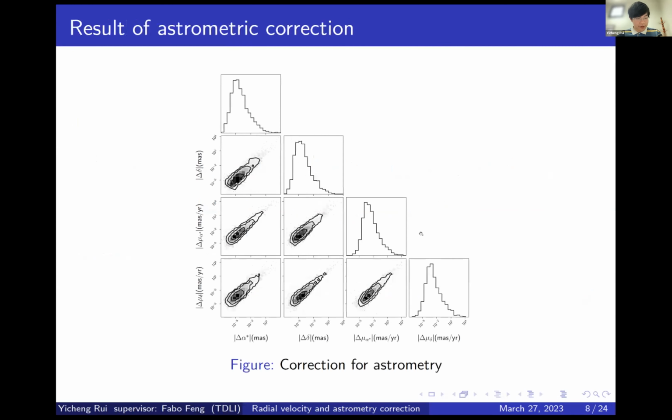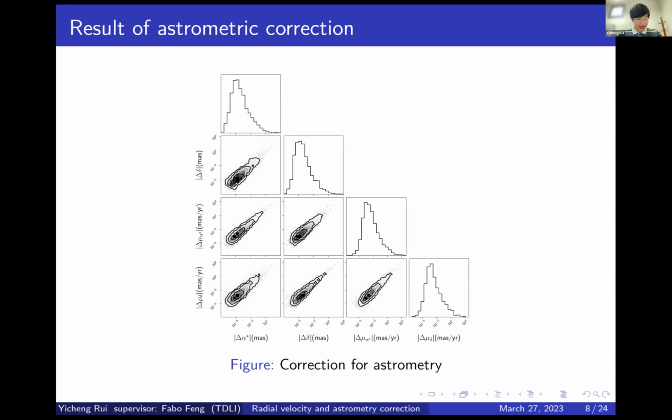So let's have a view of the results of this correction. The correction for the targets is shown in this corner plot. We can see that the quantities to be corrected, that is RA, DEC, and proper motion, are positively correlated. This is because for a target with a larger companion, the amplitude of the abscissa would be larger, thus leading to a larger bias in all directions.